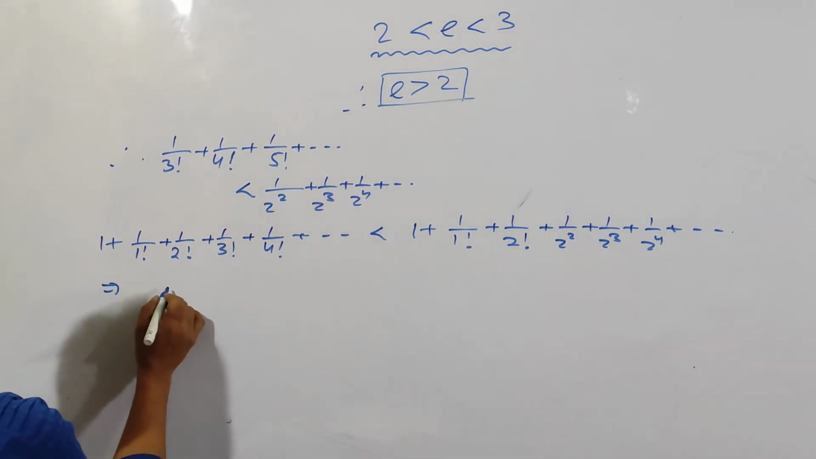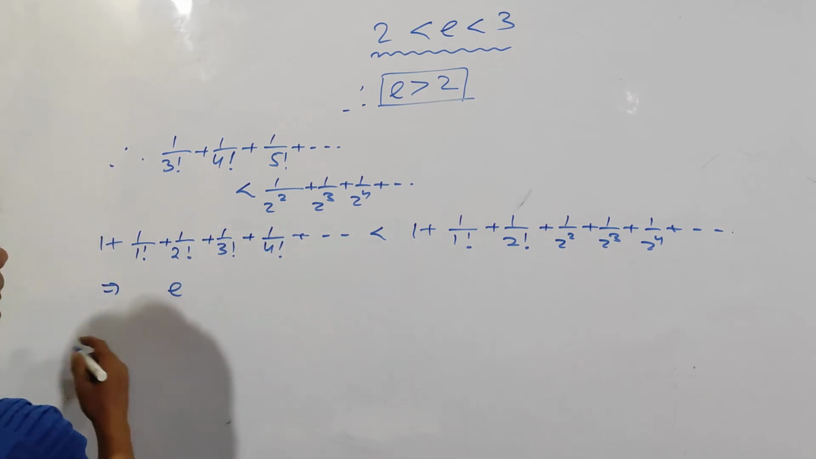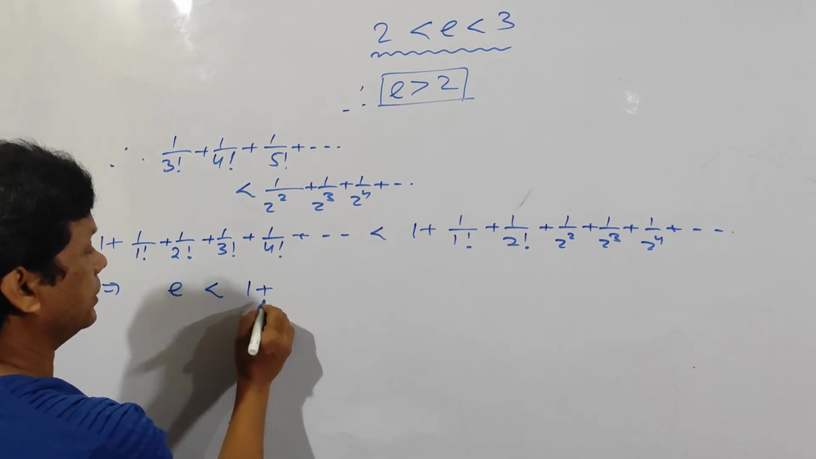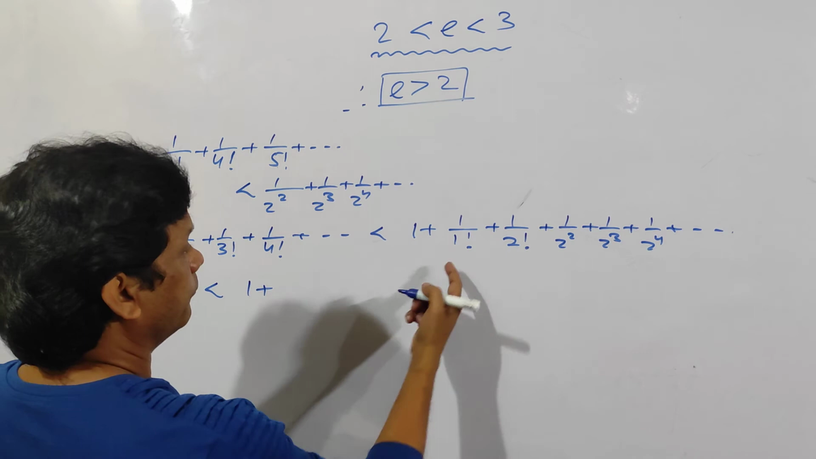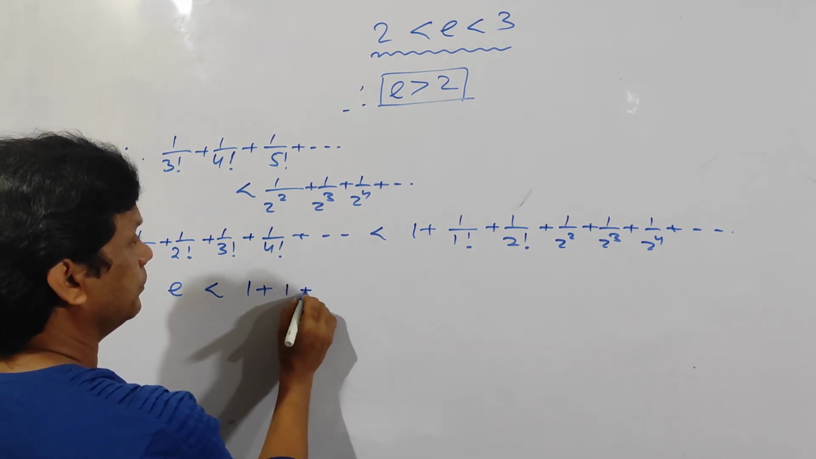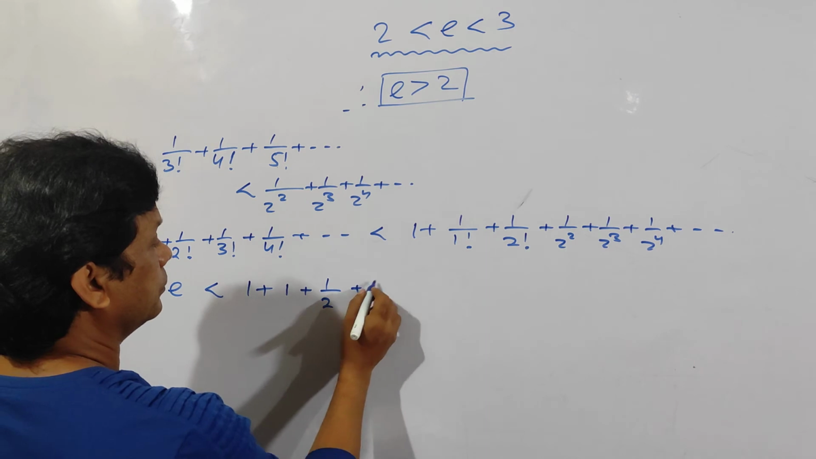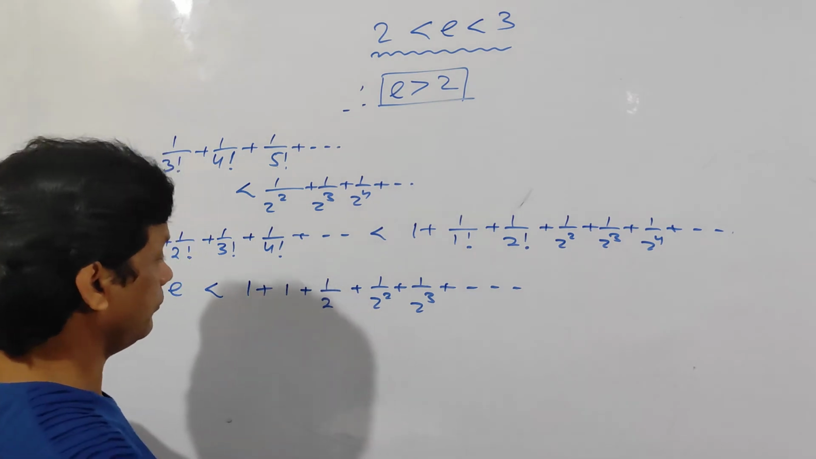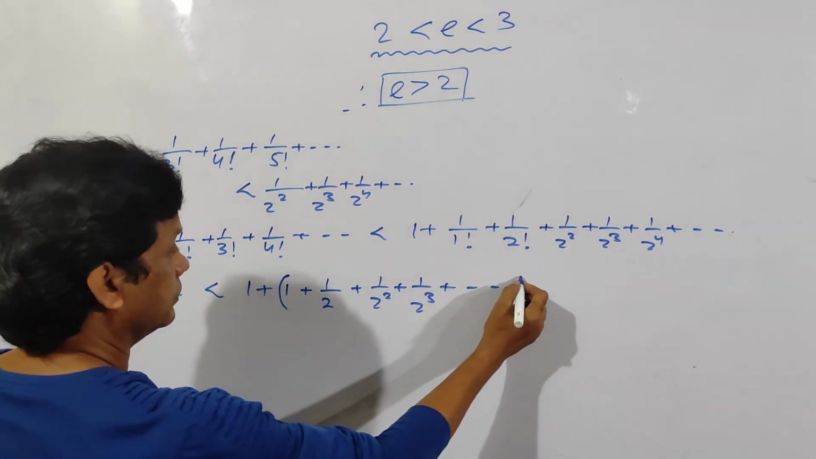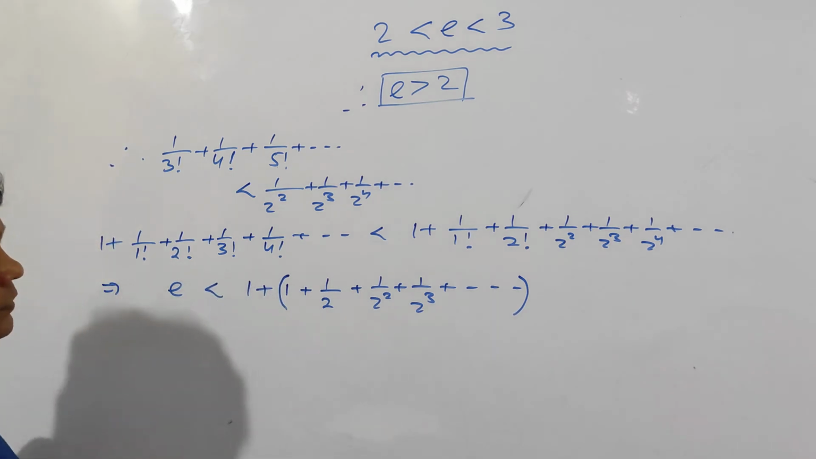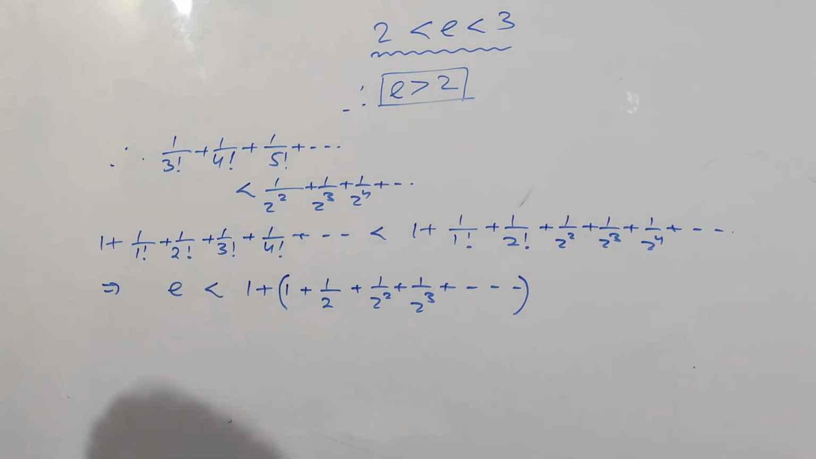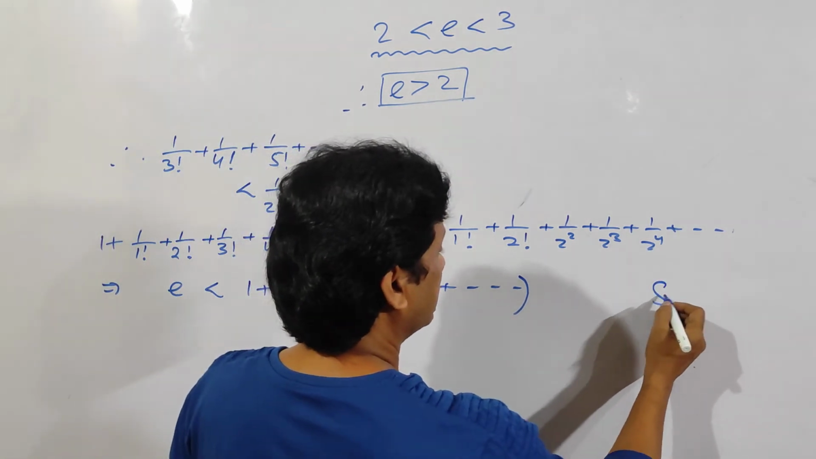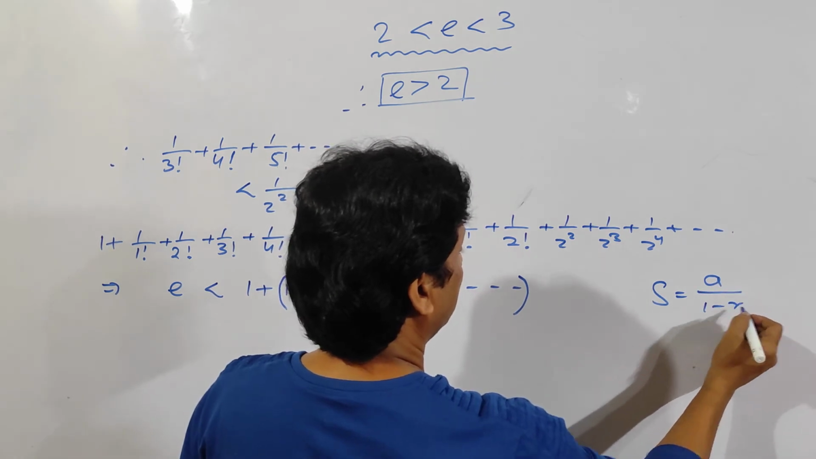And this quantity is E. This total quantity is the definition of E. So E is less than, now I can write 1 plus 1 by 1 is 1, plus 1 by 2, plus 1 by 2 square plus 1 by 2 cube plus so on. Now this one, it is infinite GP, and for infinite GP the sum is A by 1 minus R.